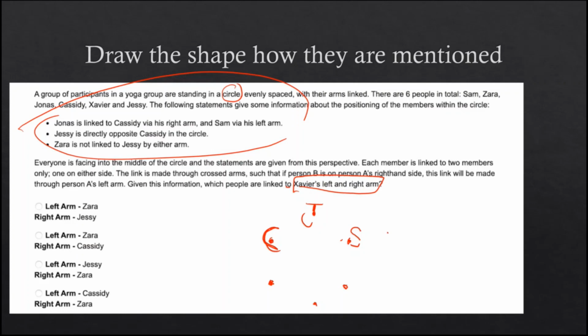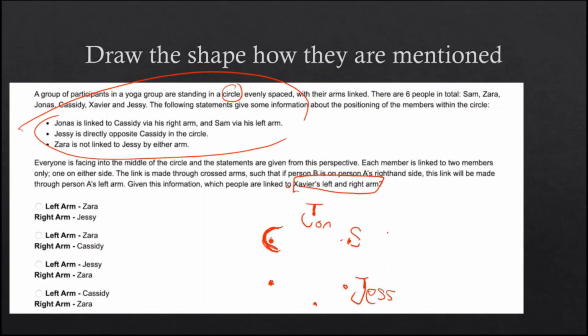And then the next statement states that Jesse is directly opposite Cassidy in the circle. So we know Cassidy is there. So Jesse is directly opposite, and in a circle this would be that. So I can say that Jesse is located there. Because Jesse and Jonas have the same first letter, I can just say Jess and John, just to make sure that I don't get mixed up.